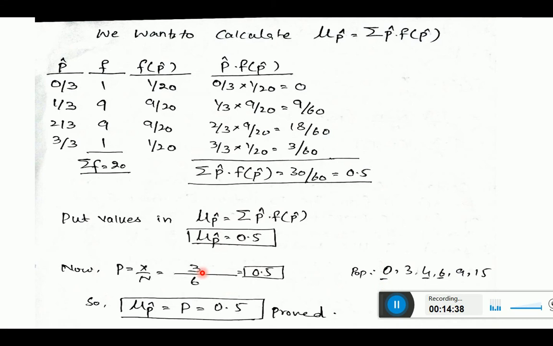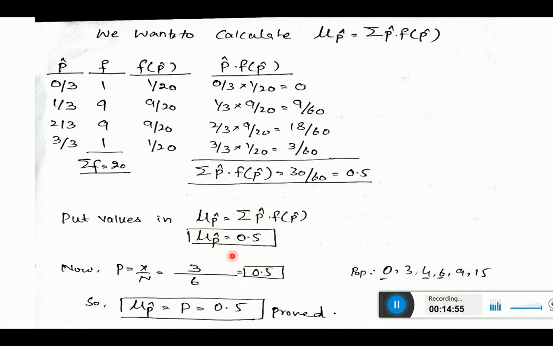So here x is equal to 3, divided by n, meaning the total population size. There are total 6 values: 1, 2, 3, 4, 5, 6. Divided by 6. 3 divided by 6, again you will get 0.5. 0.5 is the value of your p.